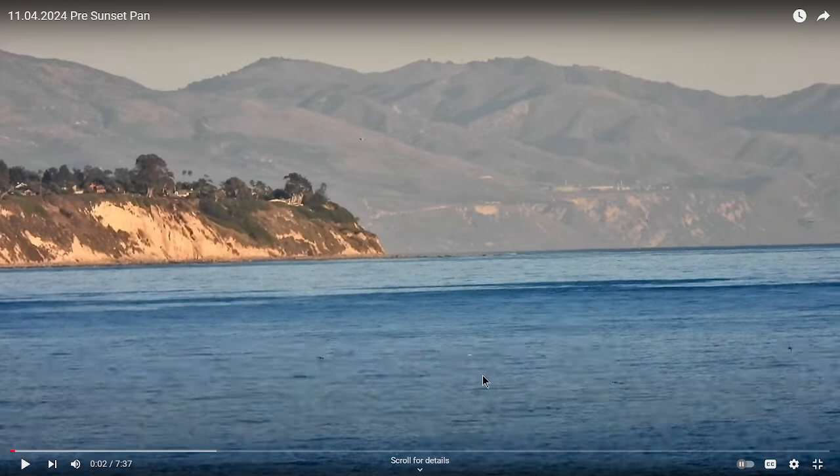Wanted to put something together real quick to avoid long-winded commentary that goes nowhere and really just get right to the point of what we've been exchanging over the last couple of days. We can all agree that we are looking at Paul's work, and we are looking at the pre-sunset pan.